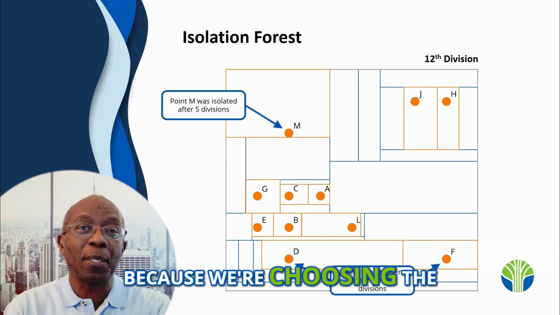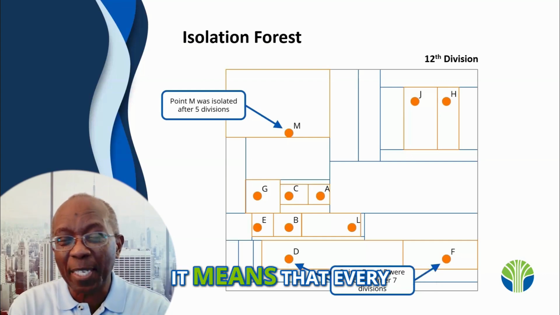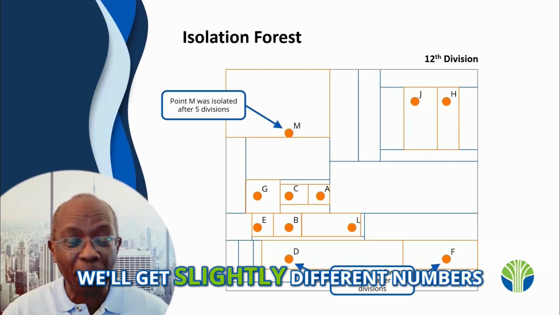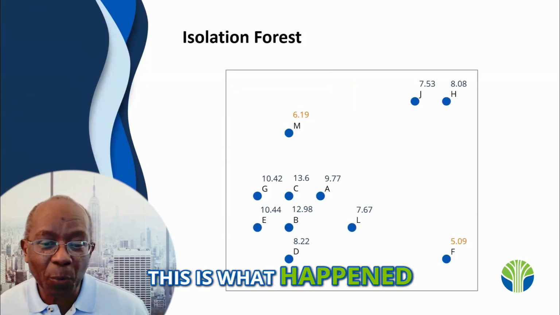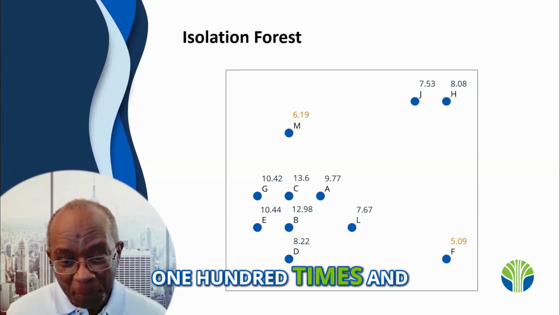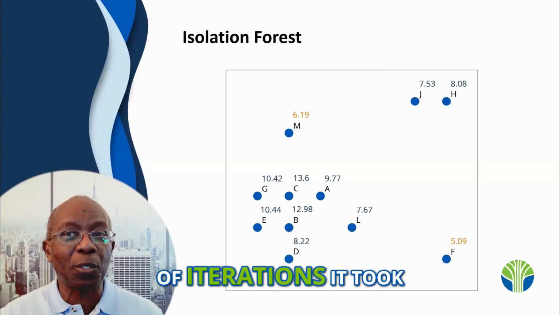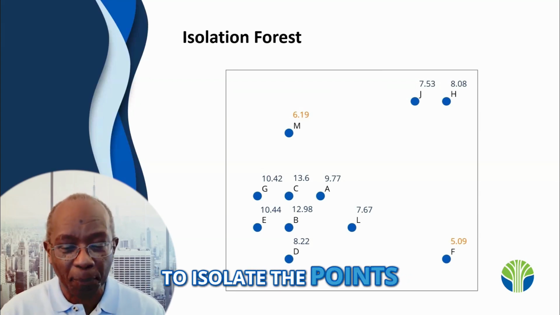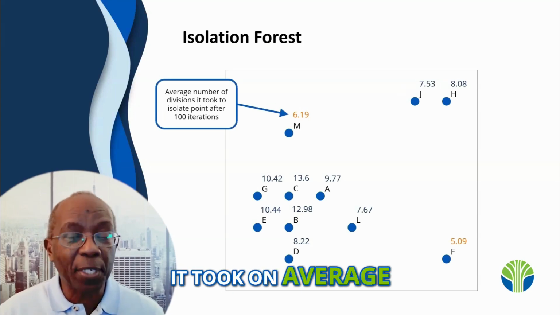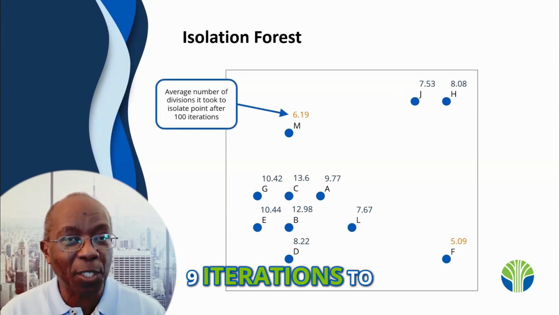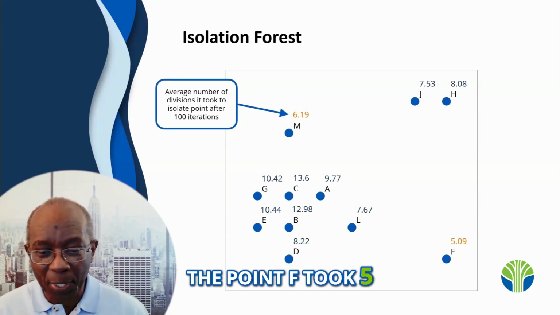Now, because we're choosing the features and the values at random, it means that every time we do it, we'll get slightly different numbers. So why don't we do it a whole bunch of times? This is what happened when we did it 100 times, and then we took the average of the number of iterations it took to isolate the points. So we have the point M, for example. It took, on average, 6.19 iterations to isolate it, and you can see the point F took 5.09.